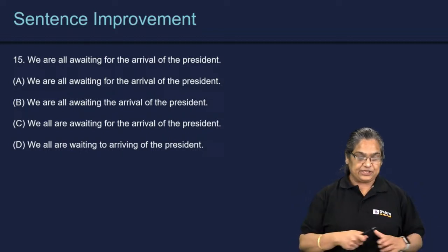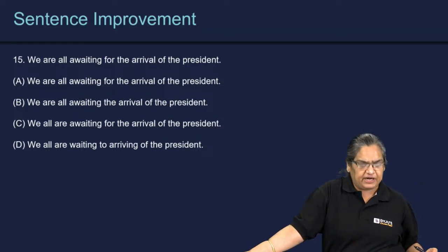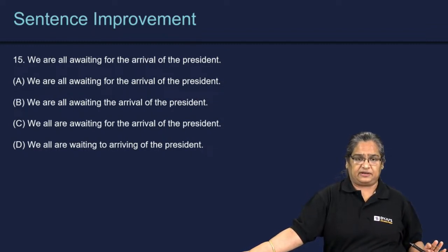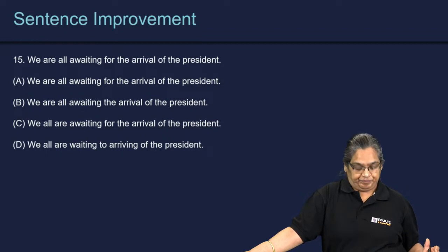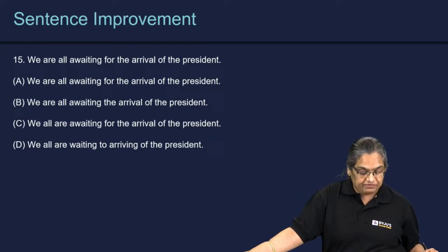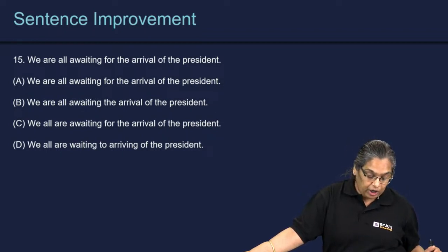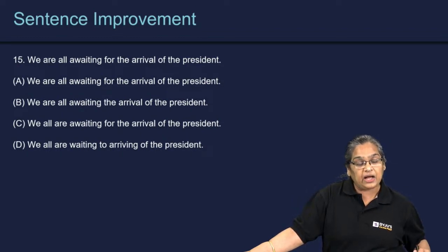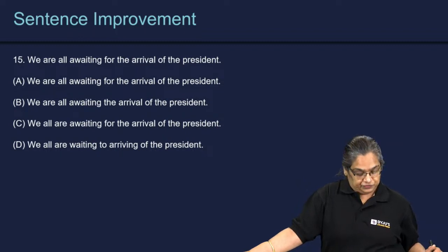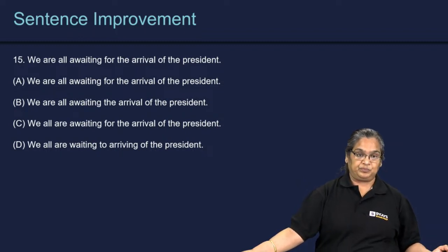Quickly, A, B, C or D, question 15, which is the perfect way to express this. The president is coming, we are all waiting. What are you going to say? Awaiting for the arrival, awaiting the arrival, all are awaiting, all are. We all are or we are all. Which one is the best?